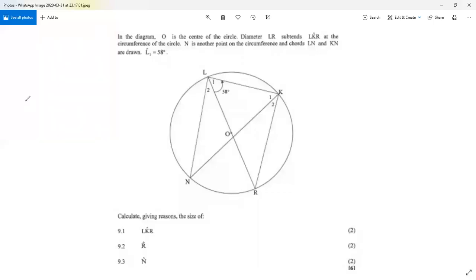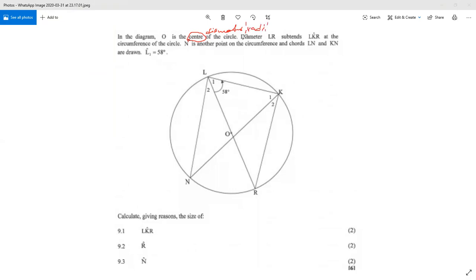Here we've got another question on Euclidean geometry. We are told again here in the diagram, O is the center. So I've got a center. And again, remember, once I have a center, I must think again of what? The diameter. Okay, because I know diameter subtends 90, and I must think also of the radii.